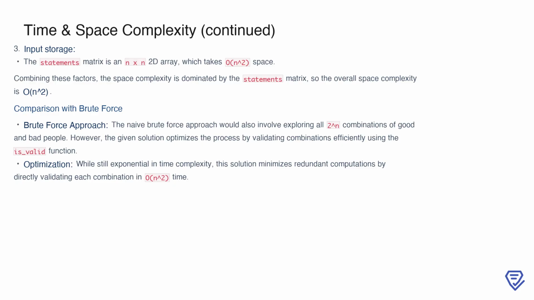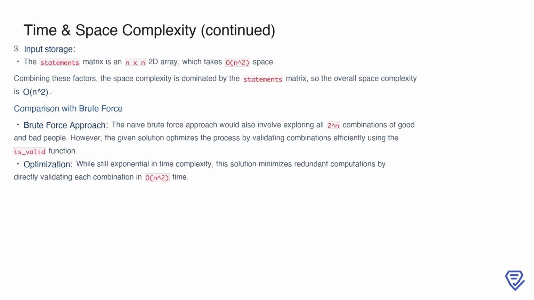Additionally, we must consider the storage required for the input. The statements matrix is given as an n by n 2D array, which requires O(n squared) space to store. When combining all these factors, the space complexity is dominated by the statements matrix, so the overall space complexity is O(n squared).